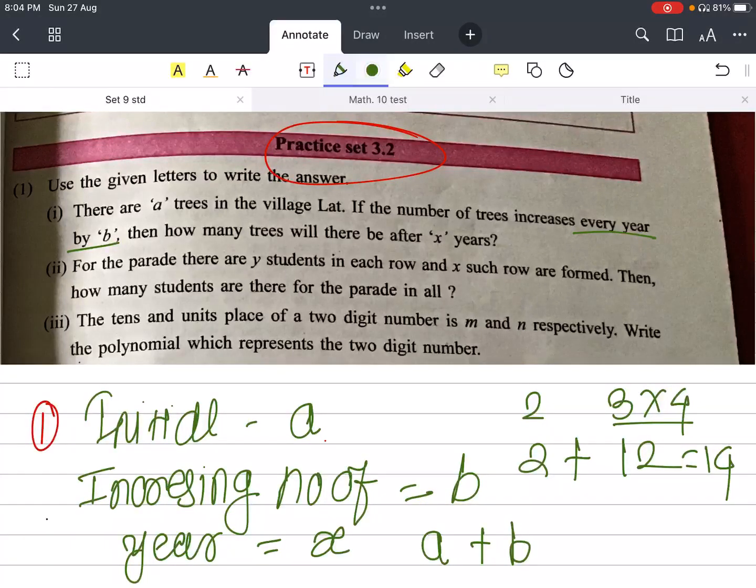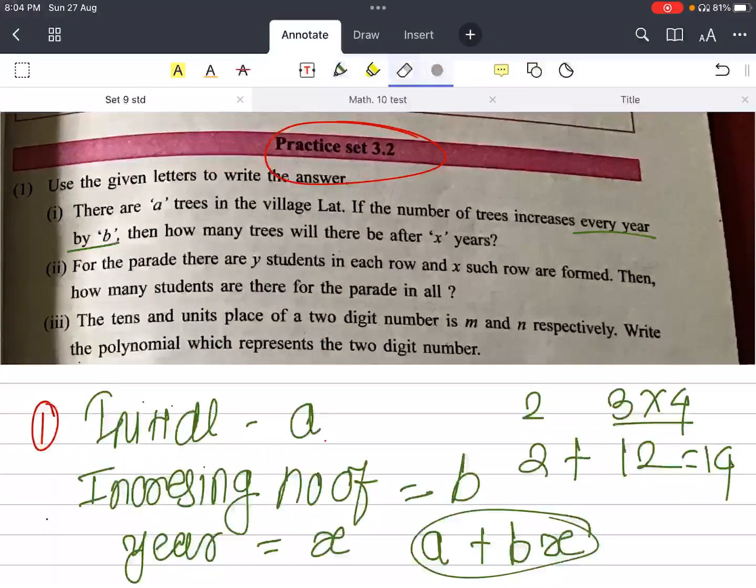So we will compare this. Suppose A trees, initial trees are A, then B trees which increase per year, and we are observing this data up to X years. So the data will be like that, A plus BX. This is your answer for this.